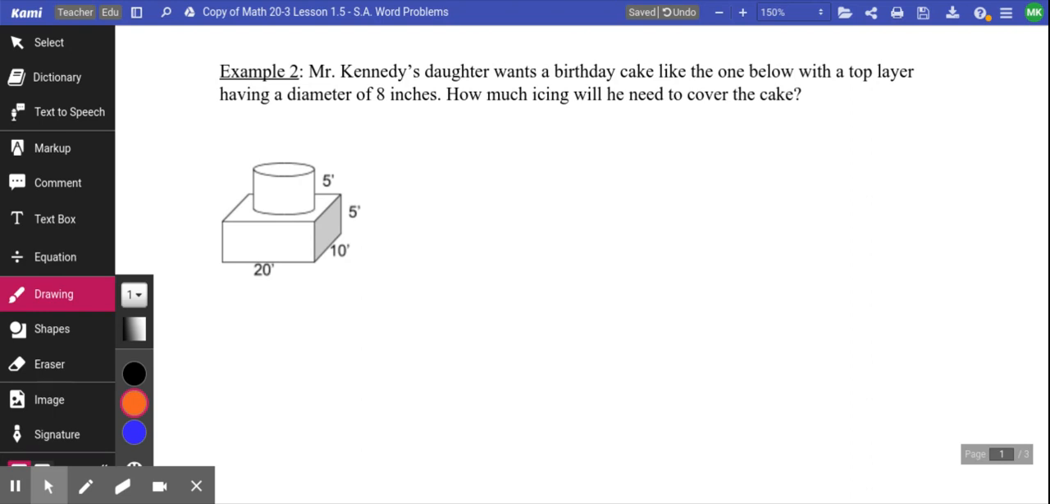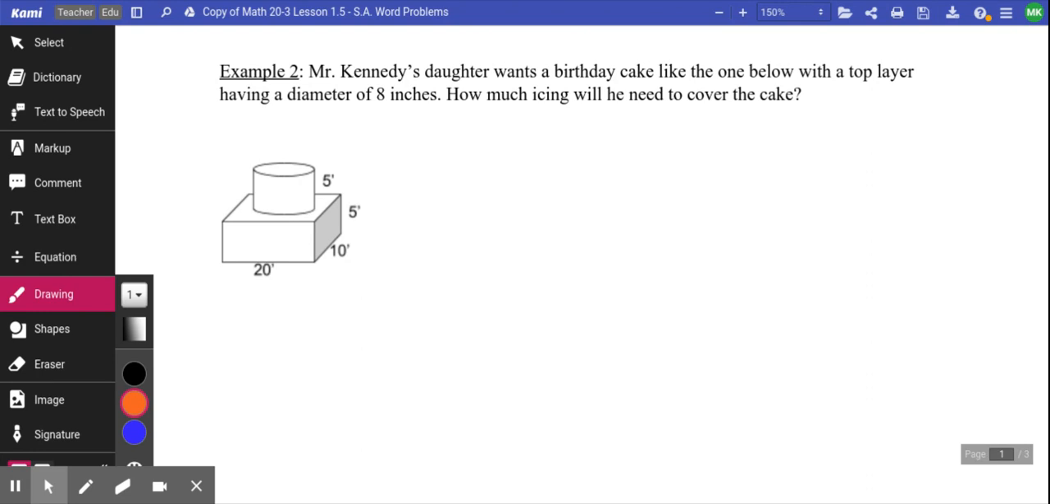I was just going to say, would you just get the circumference of the circle around? I forgot we're looking for the surface area of everything. What's the radius? Okay, 4 inches.